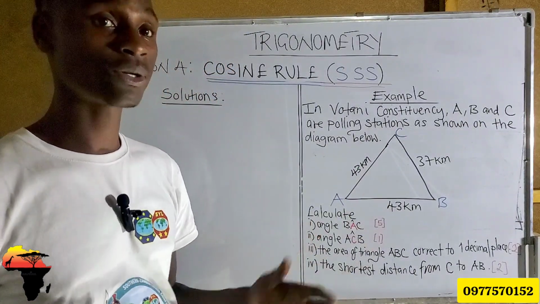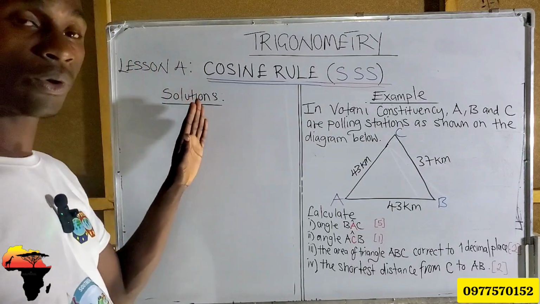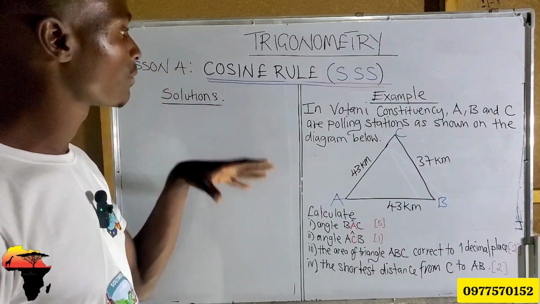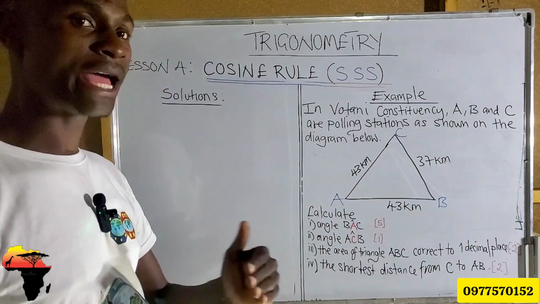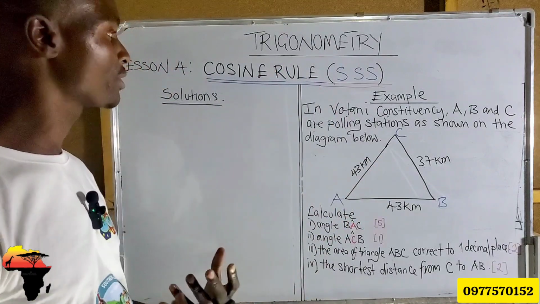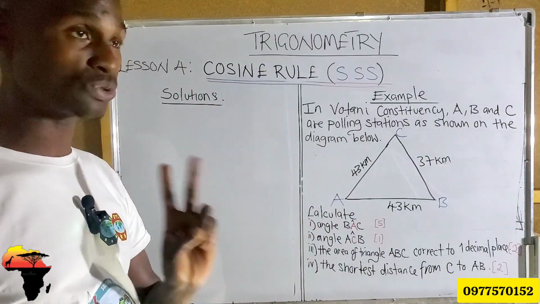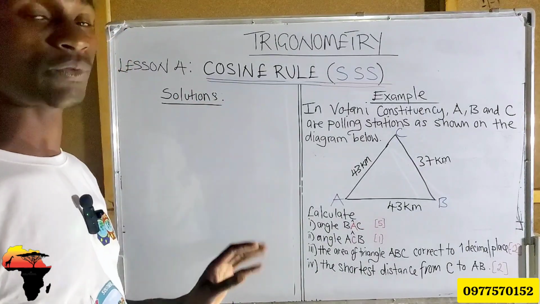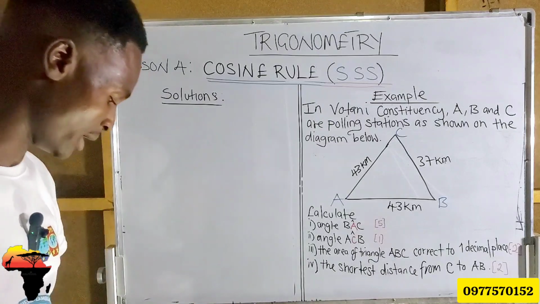In this video, we're going to look at part 2 of lesson 4, which is the cosine rule. In the previous video, I explained the difference between the cosine and the sine rules, the two rules we use when solving trigonometry problems.